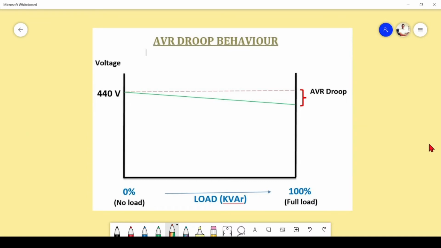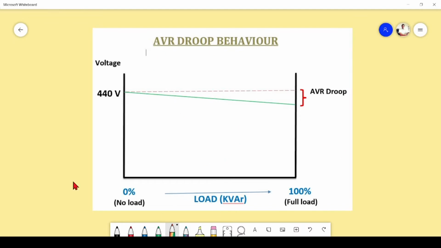Same as the governor droop, we know that for sharing reactive loads, we need to have an AVR. So to have equal load sharing, the AVR should have a droop characteristic. Now I am going to explain in the next session why this droop is important.